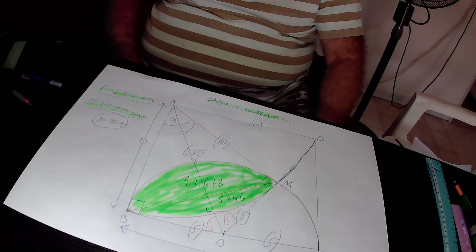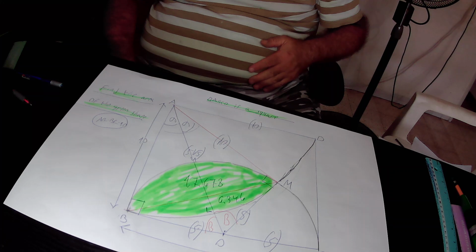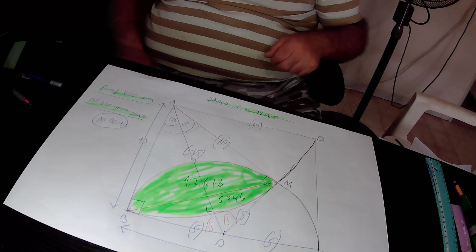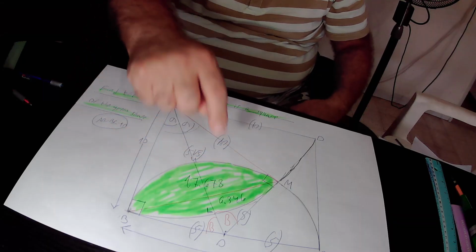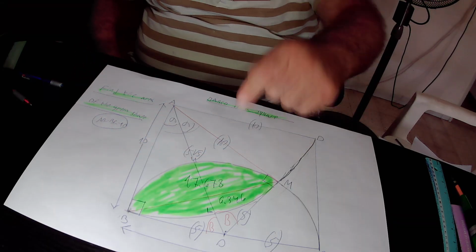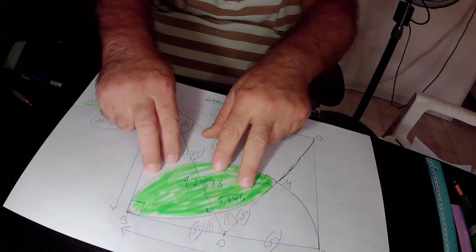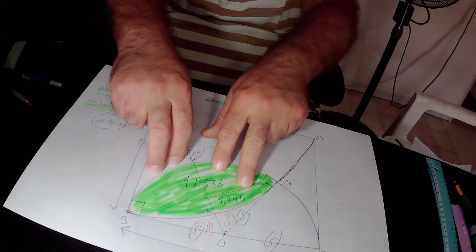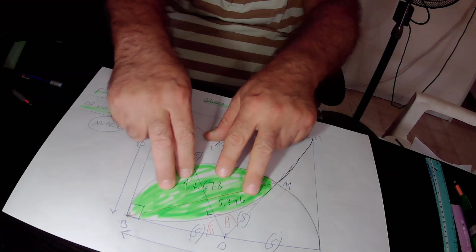In the next step, we join points A and O together by a straight line. By joining points A and O, we get those two right triangles. This is the right triangle ABO, and this is the right triangle AMO. In the next step, we prove that those two right triangles are congruent according to the side rule. So why are those two right triangles congruent?